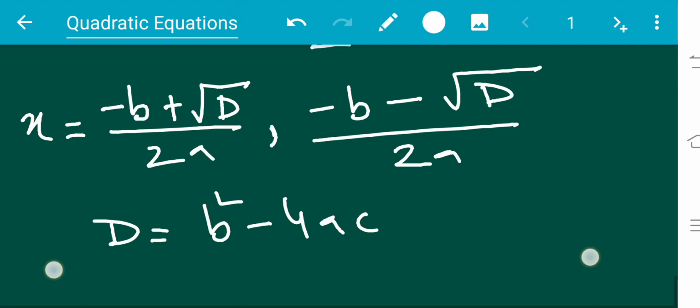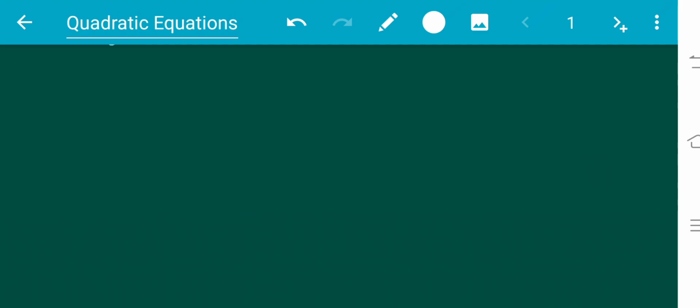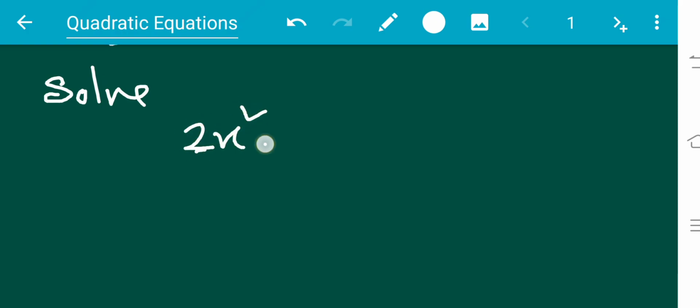Okay, so how to solve it? Solve, say, 2x square minus 6x plus 3 equal to 0.